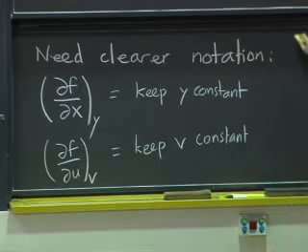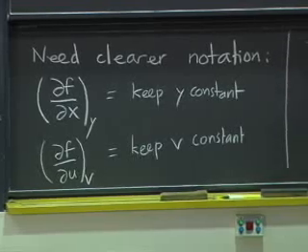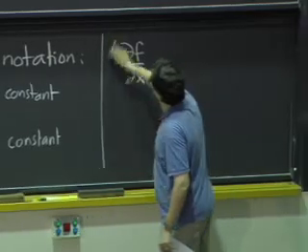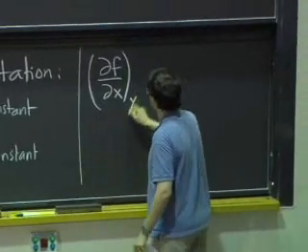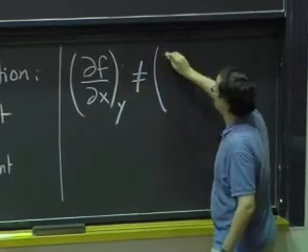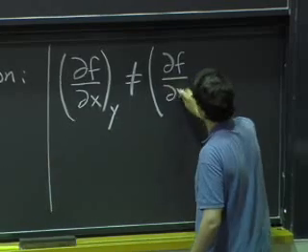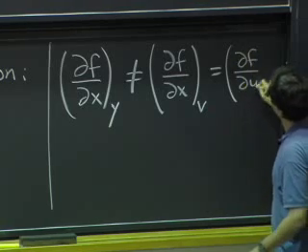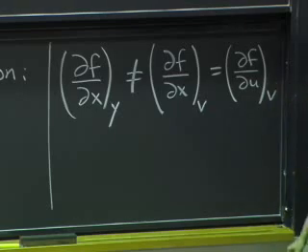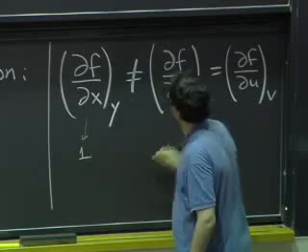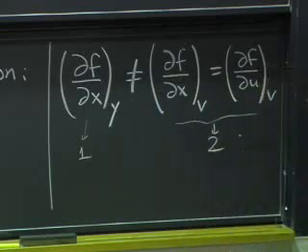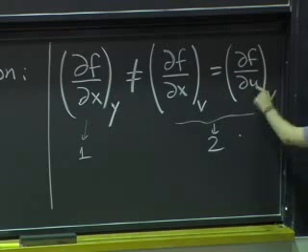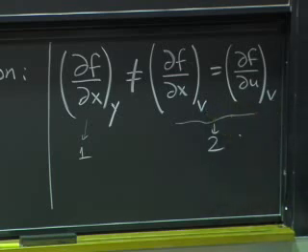Okay, so now what happens is we no longer have any contradiction. We have partial f over partial x with y constant is different from partial f over partial x with v constant, which is the same as partial f over partial u with v constant. Okay, so this guy is 1, and these guys are 2. So now we can safely use the fact that x equals u if we are keeping track of what is actually held constant.